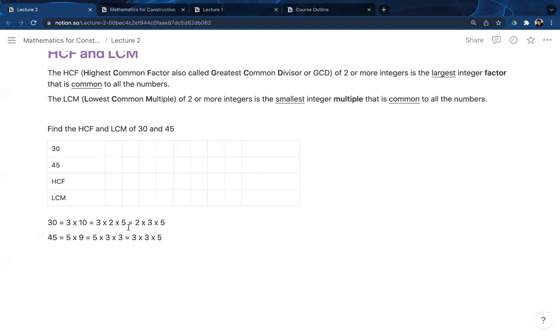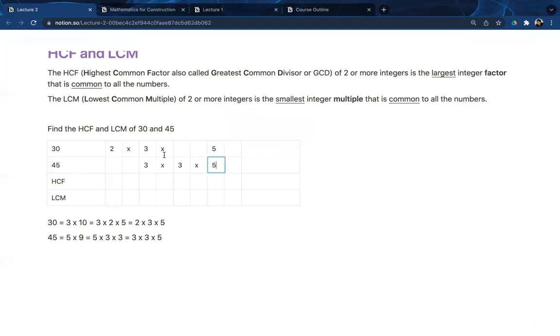Okay. So after you do this now, you write down the numbers in a table, a tabular fashion, right? So 30 is, we have a 2 here by a 3 by, I say a 5. 45 is 3 by 3 by 5. So we put a 3 here by, put a 3 by and 5.